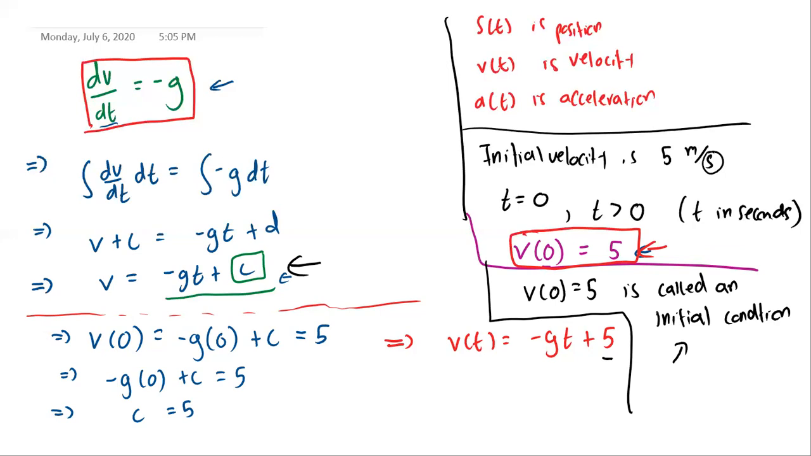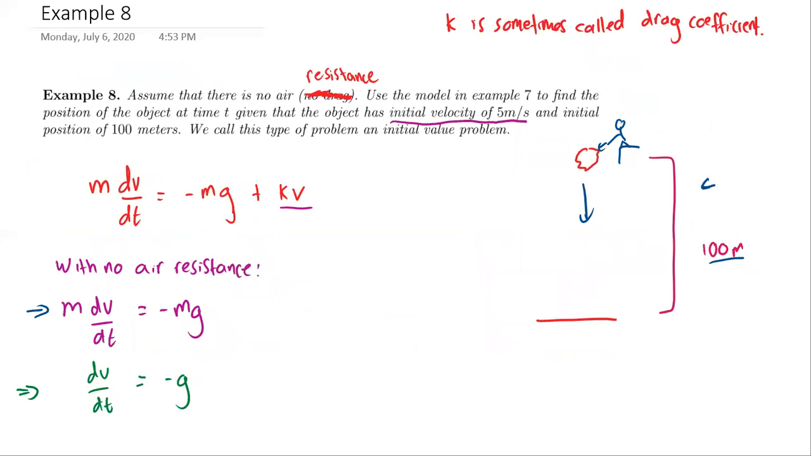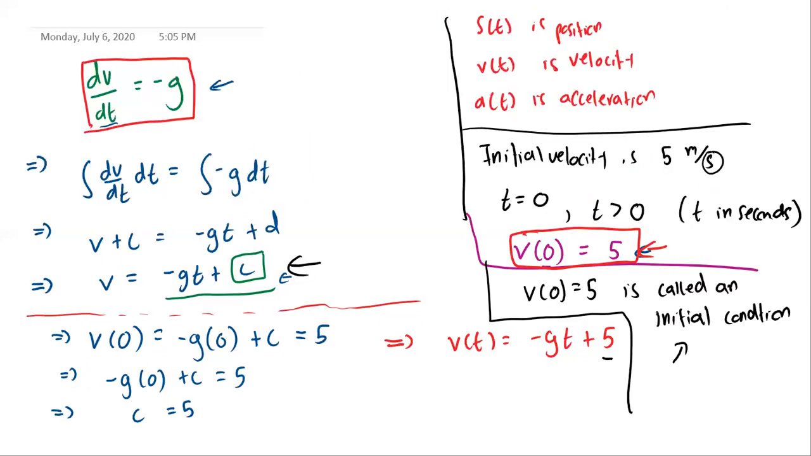Now, we're not done yet, because what was the question asking? The question was asking for position, not velocity. So in the next video, we're going to start where we left off here, and we're going to see how we can get from velocity back to position.